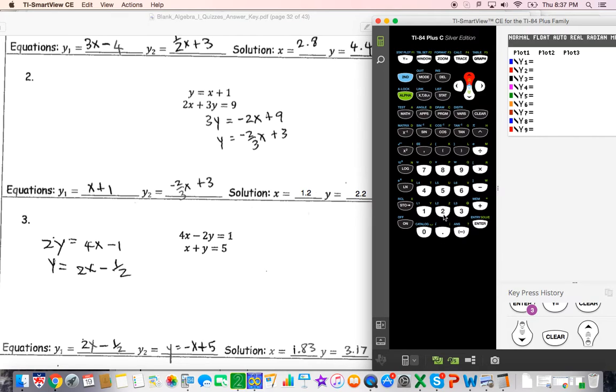So the first one is 2x minus, and notice I used the minus sign because I'm subtracting 1/2. I put my fraction in parentheses, and I go down, type the other one in. Now negative, not minus, but negative x plus 5. I graph them both.